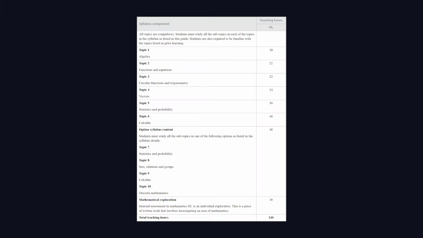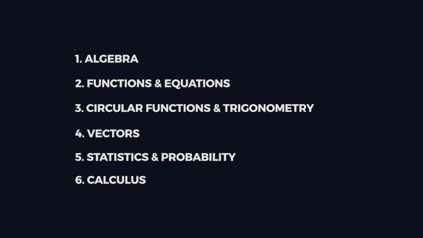The structure of the course will follow the IB Math syllabus for HL and SL, and I will clearly state which parts of the course are, for example, outside of the SL syllabus. The course will be divided into 6 sections, seeing as there are 6 topics of the maths courses: algebra, functions and equations, circular functions and trigonometry, vectors, statistics and probability, and calculus.